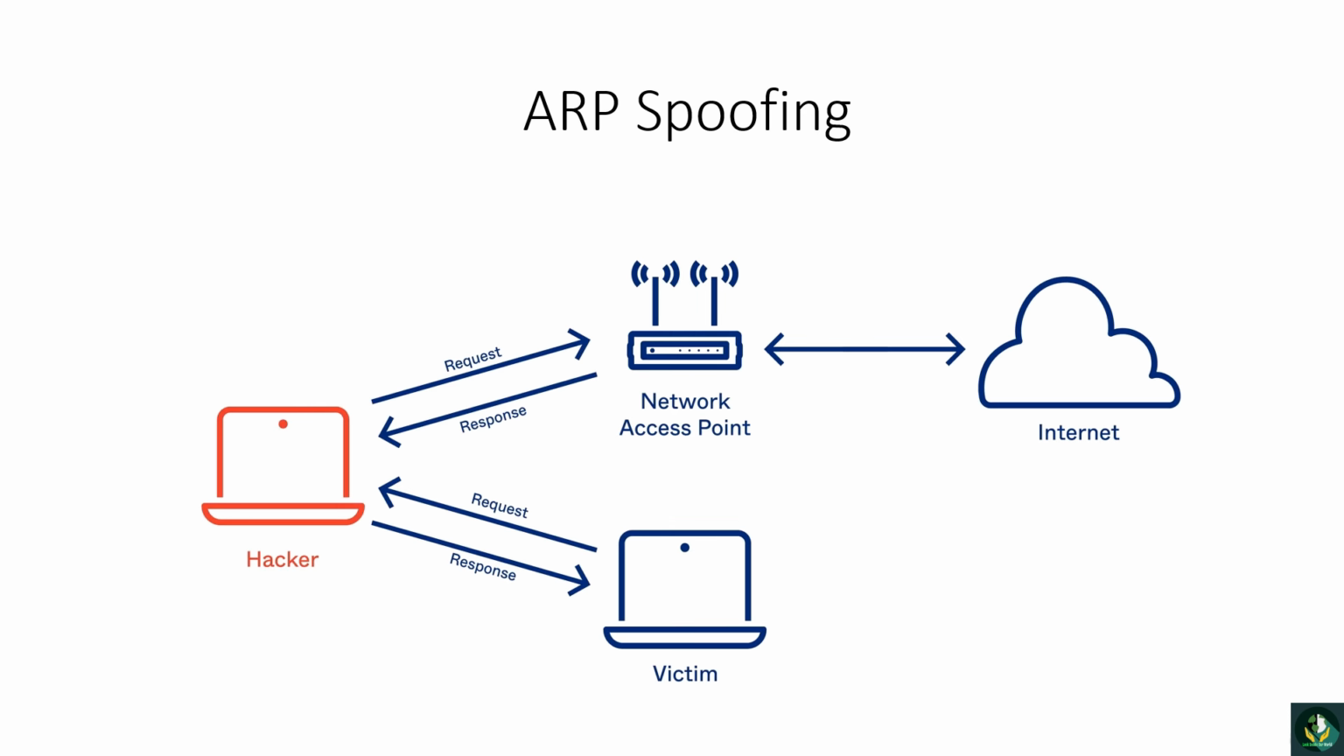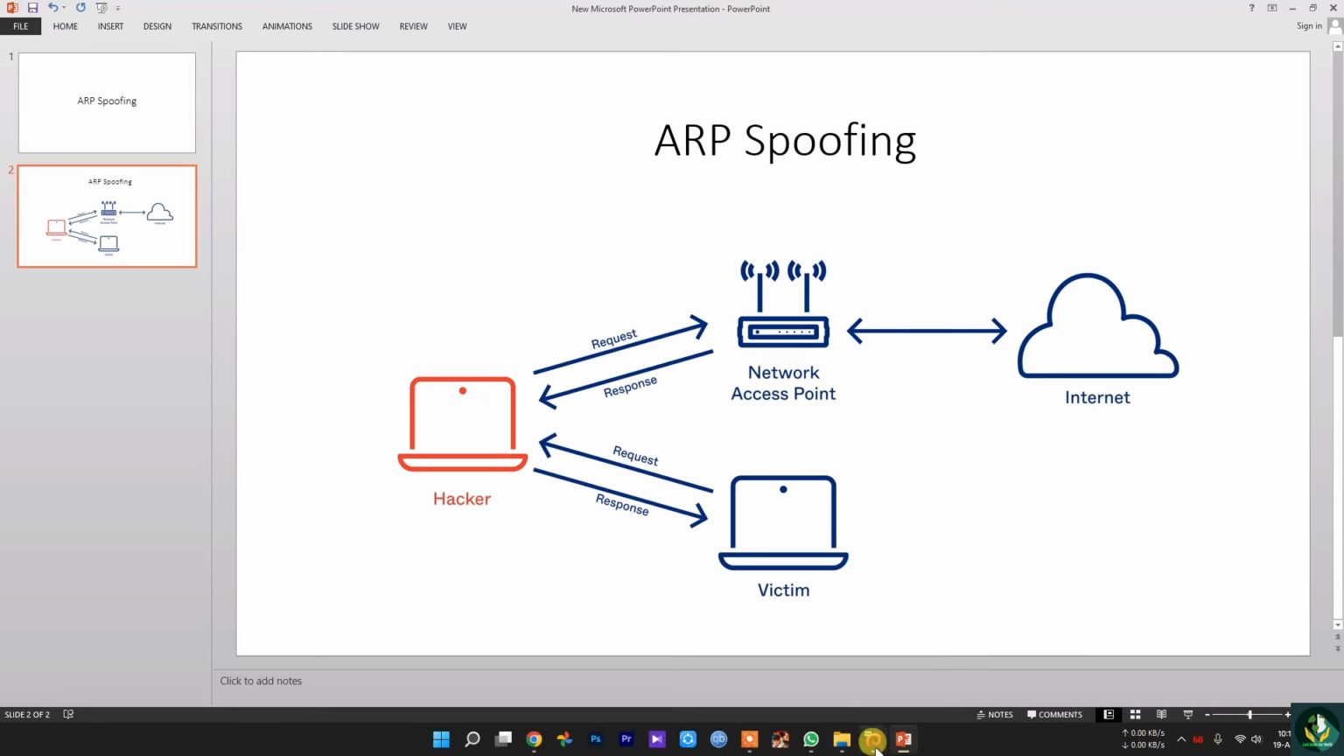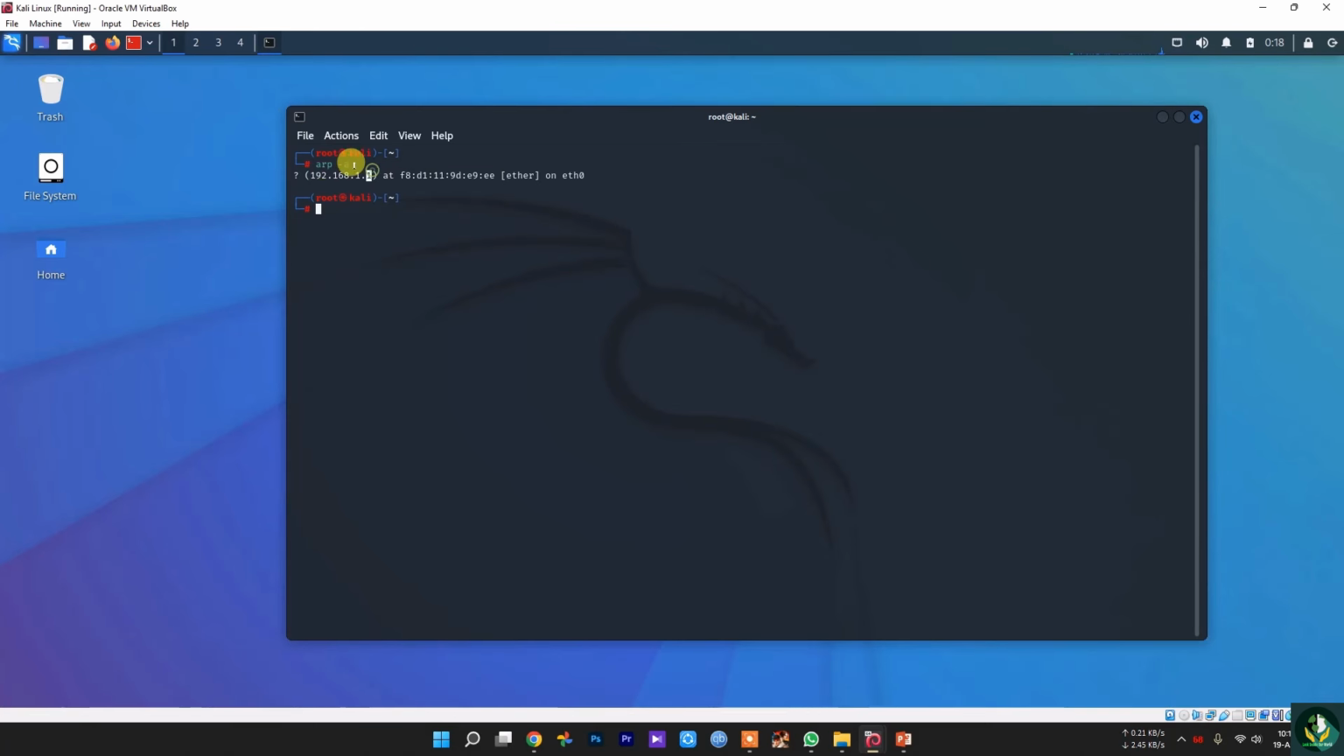Not only that, but they are also not going to verify who I am. So when I say that I am at that IP, they are going to trust and believe this, even though I'm clearly not at this IP. So these are the two main weaknesses of the ARP protocol that allow us to run the ARP spoofing attack.